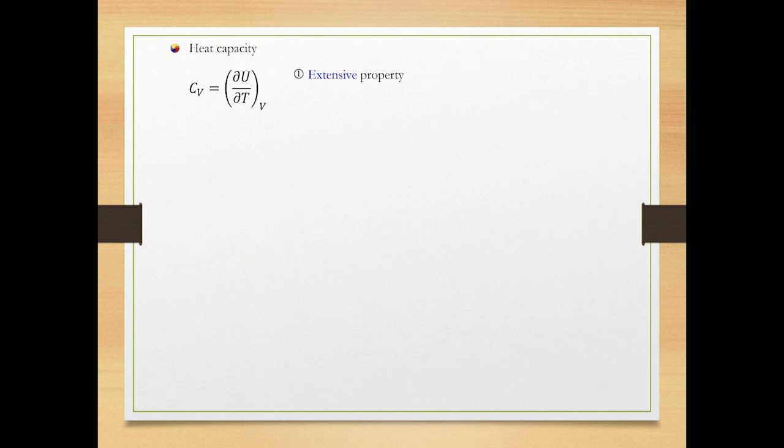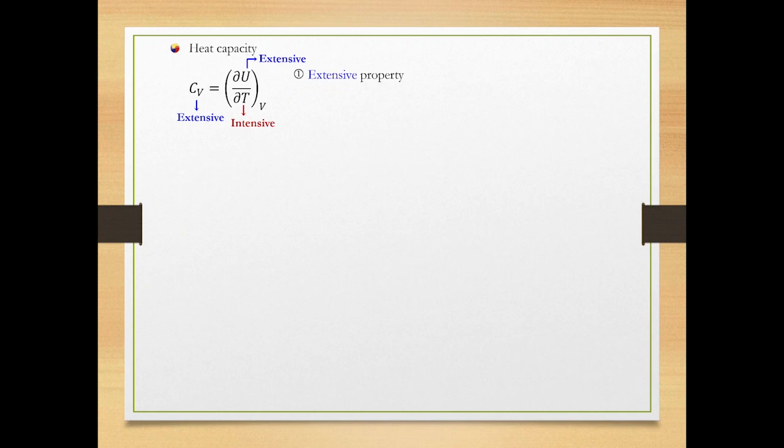Check the definition of heat capacity at constant volume. In this expression, internal energy is an extensive property because it depends on the quantity of materials in the system. However, temperature is an intensive property because it does not depend on the size of the system. And the heat capacity is an extensive property.